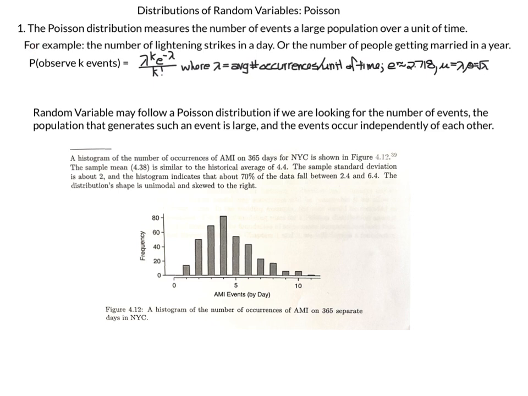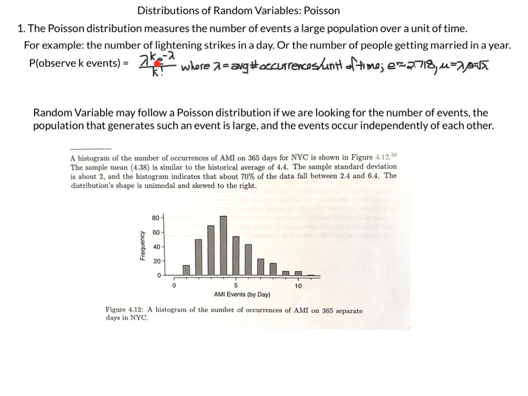So the probability of observing k events, given some unit of time. It could be a day, a year, an hour, or a second. The probability of observing k events in this unit of time is lambda to the k, where lambda is the average number of occurrences per unit of time.